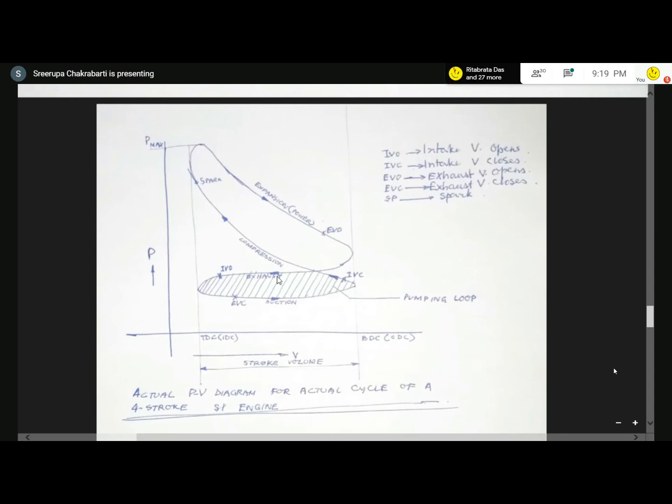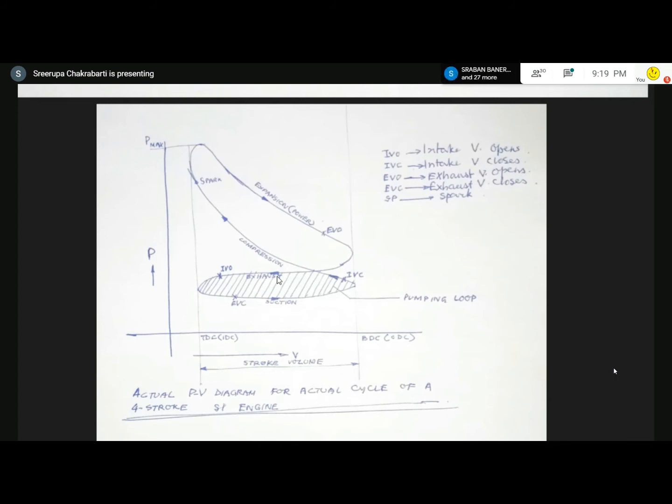This explains the operation of a 4-stroke cycle engine. In fact, while explaining the actual PV diagram, I am also explaining the operation of the 4-stroke cycle engine. There is another variety, the 2-stroke cycle engine, which we will discuss after this, on a different day.